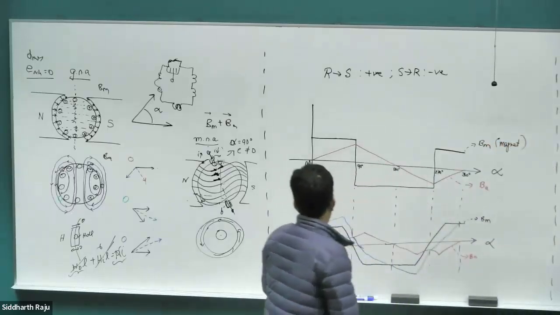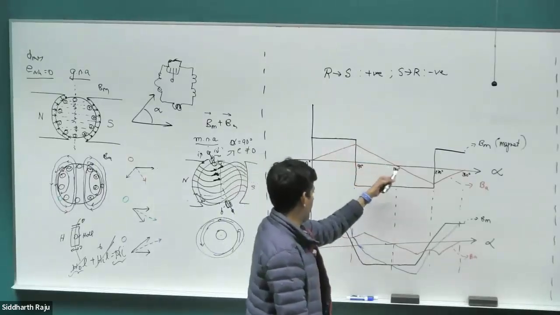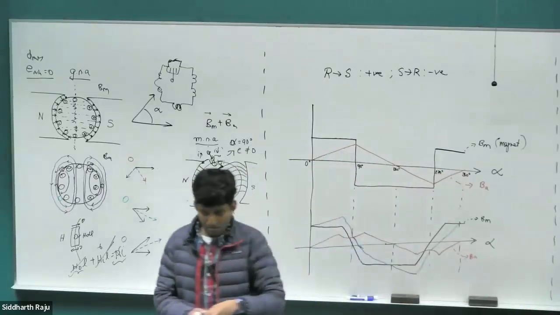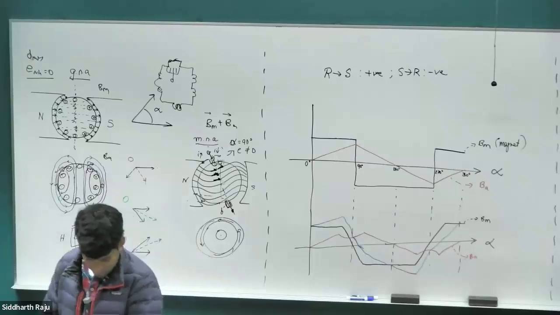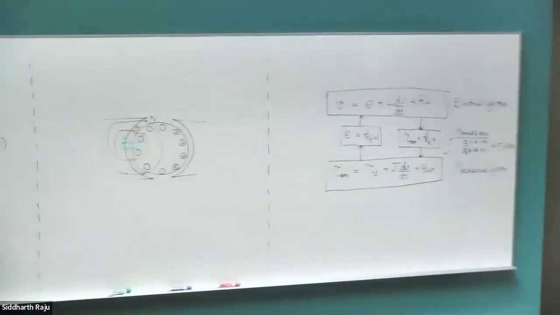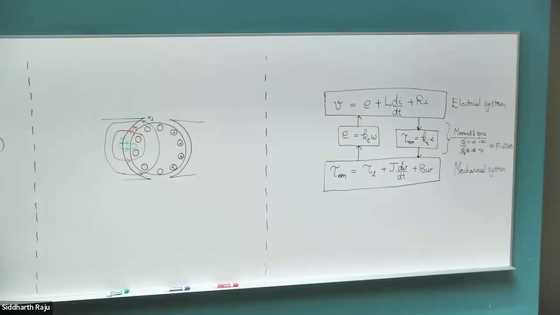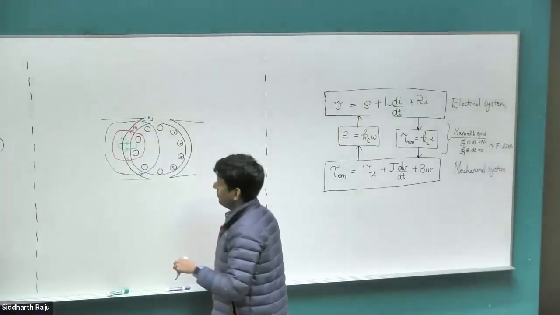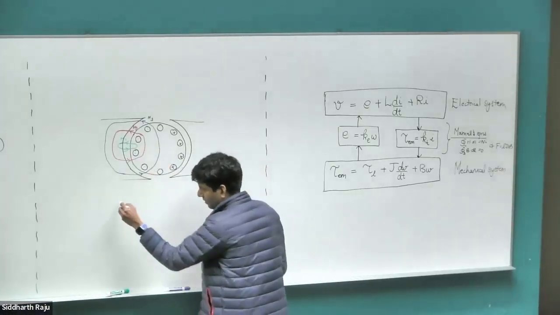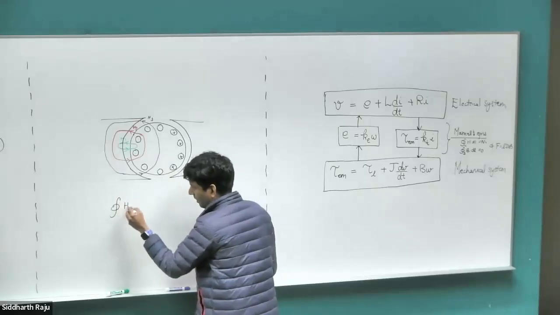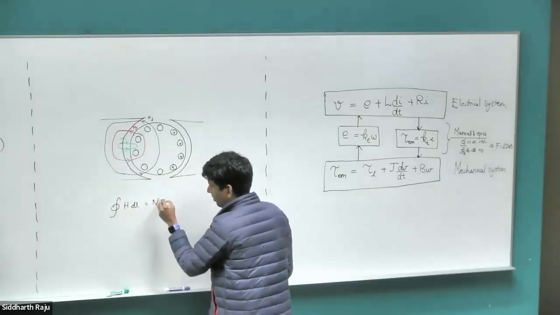And to find the magnetic field due to the current carrying conductor, we used our formula that if you go around the loop and integrate the H field, it must be equal to Ni.